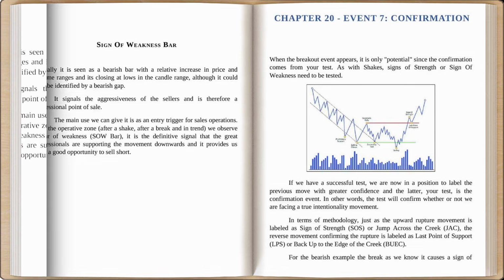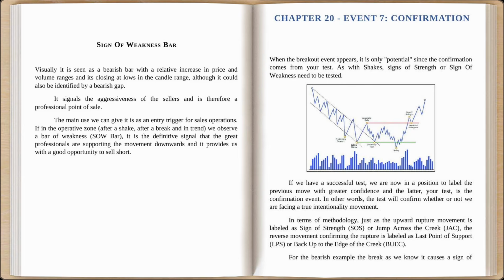Sign of weakness bar. Visually, it is seen as a bearish bar with a relative increase in price and volume ranges, and it's closing at lows in the candle range, although it could also be identified by a bearish gap. It signals the aggressiveness of the sellers and is therefore a professional point of sale. The main use we can give it is as an entry trigger for sales operations. If in the operative zone after a shakeout, after a break and in trend, we observe a bar of weakness, SOW bar, it is the definitive signal that the great professionals are supporting the movement downwards, and it provides us with a good opportunity to sell short.